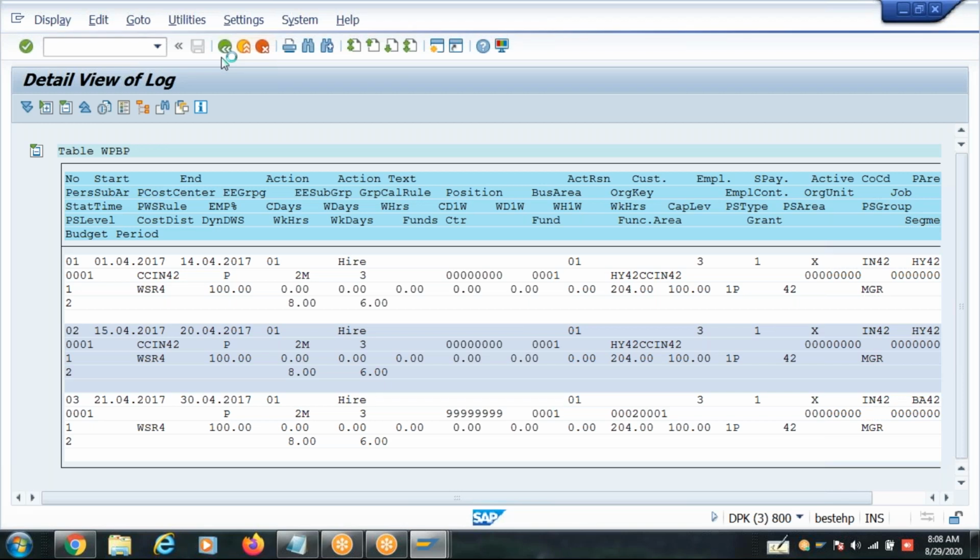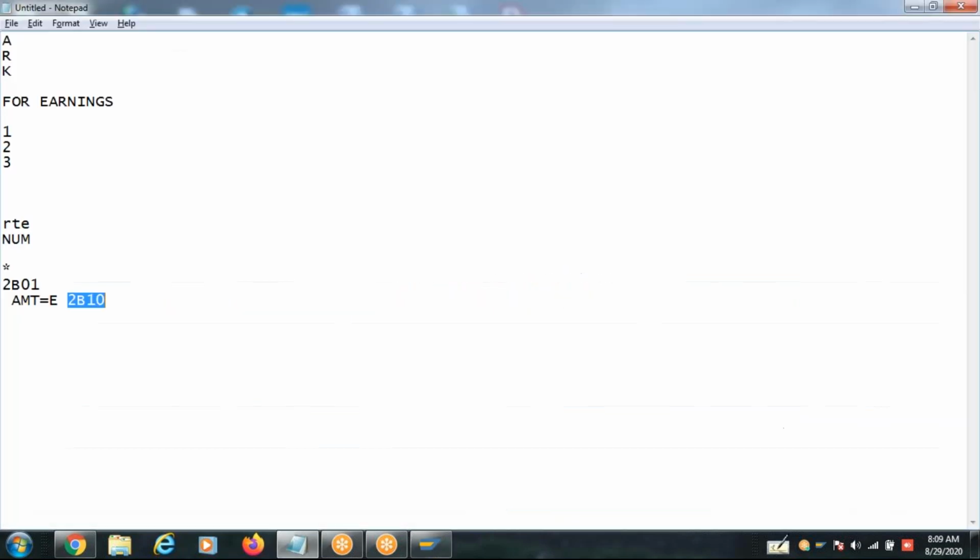Now, why are we getting 75,000? When I delete the WPBP splits in the output table, the three entries of 2B10 have the same splits. So all the three entries are added up. Clear?